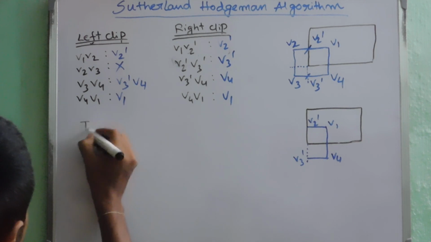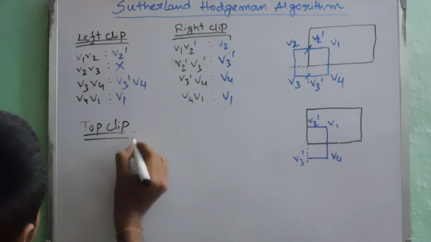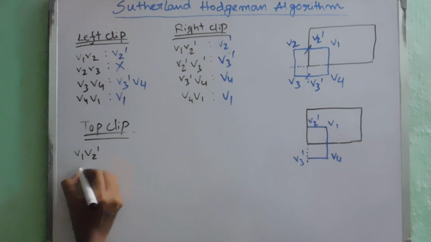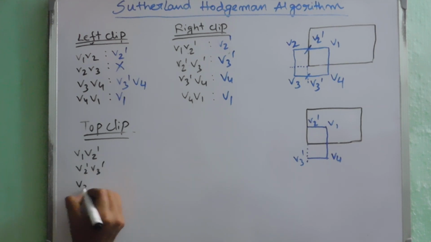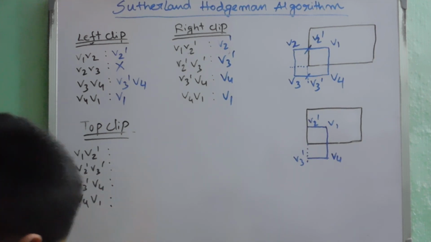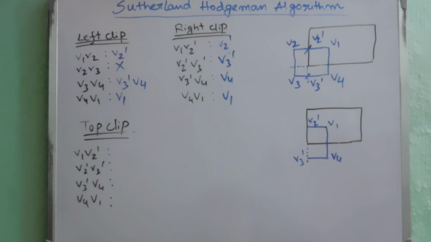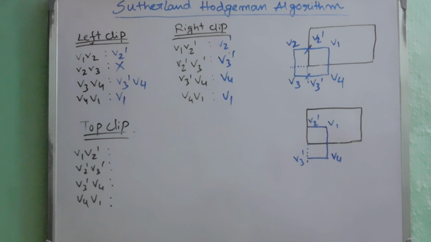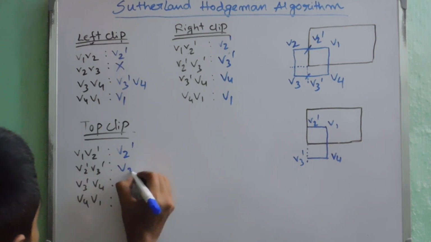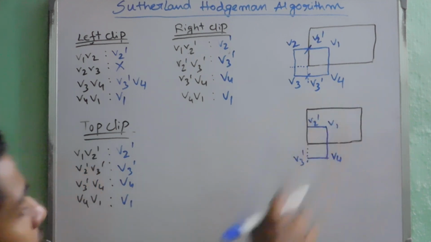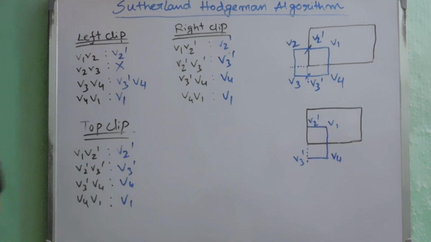So we will perform the top clip. Again the same set of edges will continue here: V1 V2 dash, V2 dash V3 dash, V3 dash V4 and V4 V1. As you can see, in the top clip also no edge passes the top boundary, therefore the same result will continue. So this will be V2 dash, V3 dash, V4 and V1, and the same figure will continue as the input for the final bottom clip.